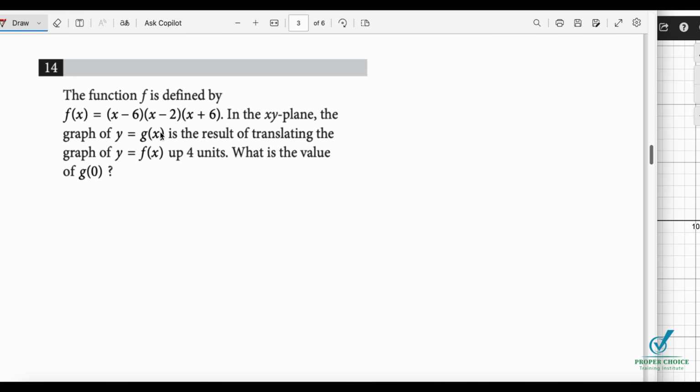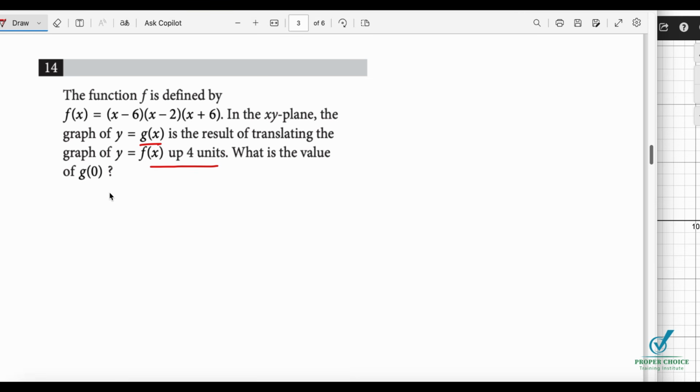It says that the function f is defined by f(x) equal to (x minus 6)(x minus 2)(x plus 6). In the xy plane, the graph of y equal to g(x) is the result of translating the graph y equals f(x) up 4 units. What is the value of g(0)?